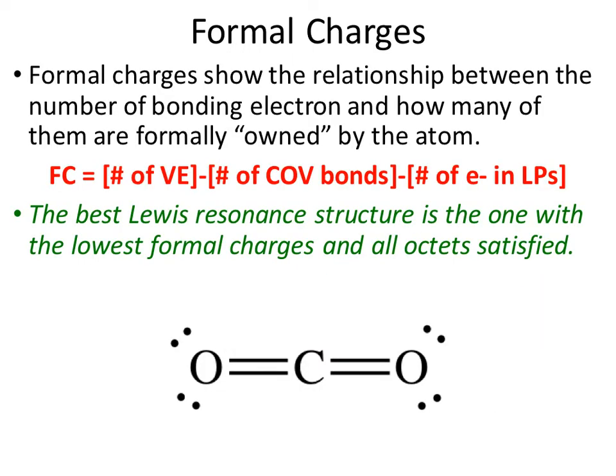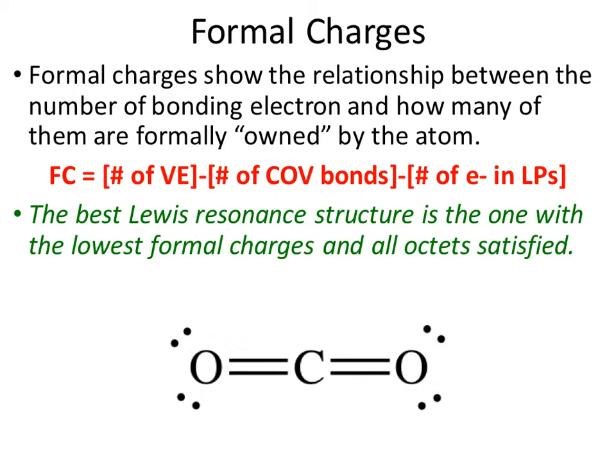Now, I was telling you that you can find out if a structure is more stable than another using something called formal charges. What this actually shows is how many electrons are actually owned by each atom. Now we use this equation over here to help us figure out the formal charge of each atom in the structure. So what you're actually going to be doing is you'll find the formal charge for this atom, and this atom.